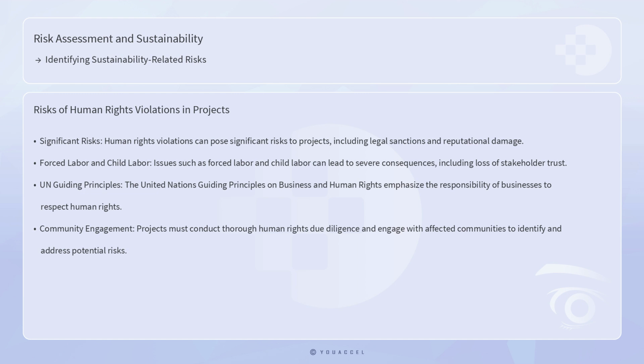Human rights violations can also pose significant risks to projects. Issues such as forced labor, child labor, and violations of indigenous rights can lead to legal sanctions, reputational damage, and loss of stakeholder trust. The United Nations Guiding Principles on Business and Human Rights emphasize the responsibility of businesses to respect human rights and provide remedies for any violations. Projects must conduct thorough human rights due diligence and engage with affected communities to identify and address potential risks.